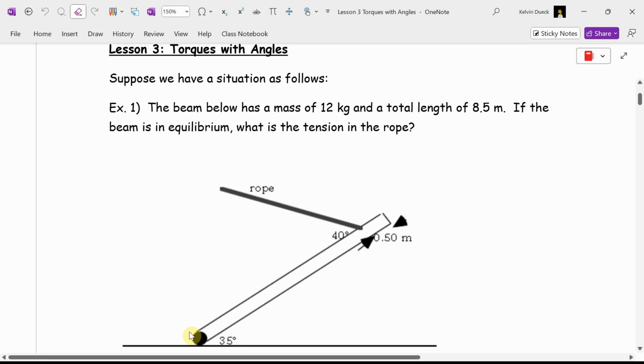I'll remember that. If the beam is in equilibrium, this is key. That means the beam is neither accelerating nor spinning. What's the tension in the rope? When I used to cover this on the provincial, I would say, you know what this is a good job for? Everybody. This is a free body diagram.